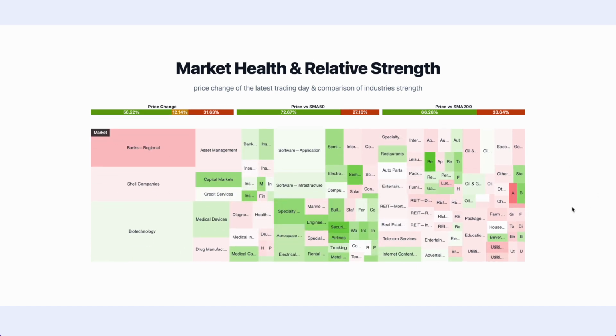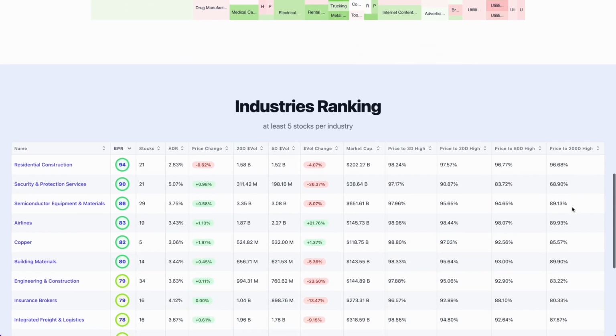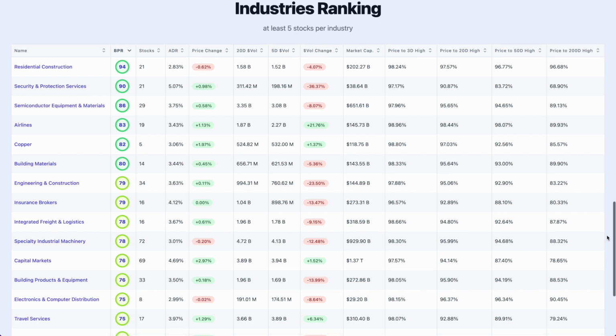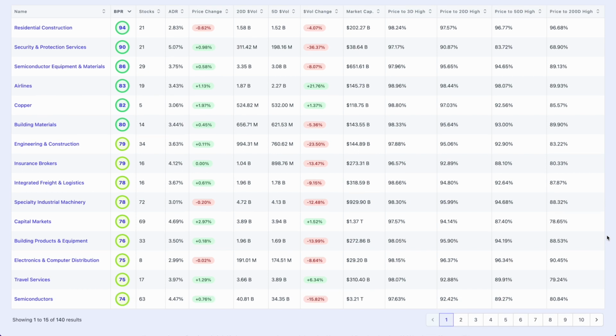Finally, on our market overview page, we have the industry's ranking table. This table is similar to the sectors table but provides more granularity. Instead of sectors, each row represents an industry. Like the sectors table, you can sort each column to identify various trends and movements. As there are over 100 industries, we've paginated this table for your convenience. Let's demonstrate how to use this table with an example.